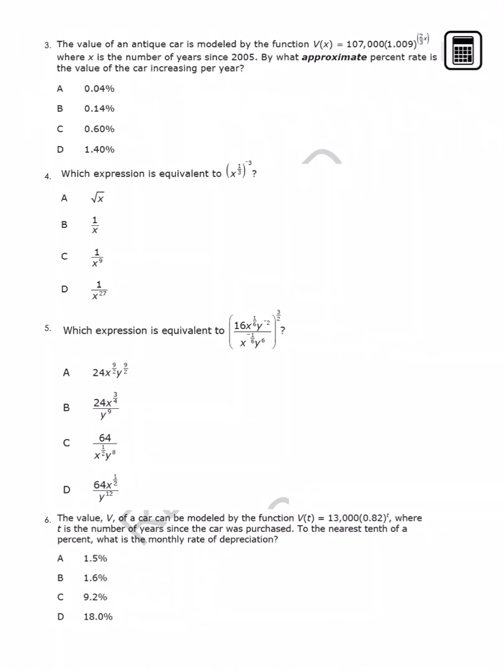And my question is: by what approximate percent rate is the value of the car increasing per year? So let's recall the general equation that we use for percent rate: y is equal to a times... This one is an antique car, so it's probably increasing. Yeah, because this right here is greater than 1. And then we had it raised to t, which was our time.